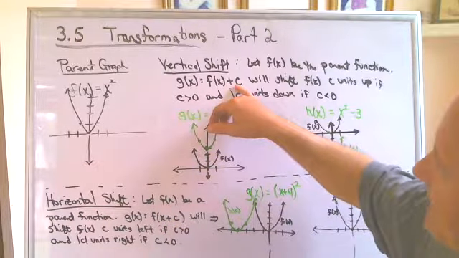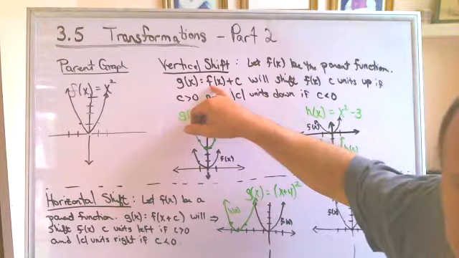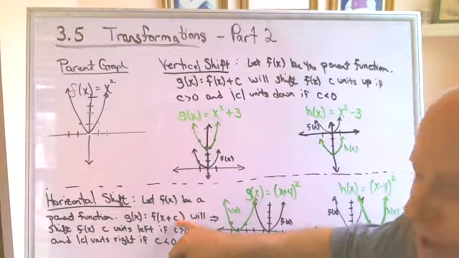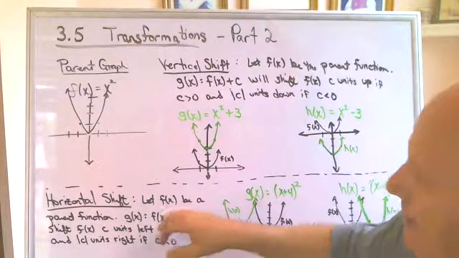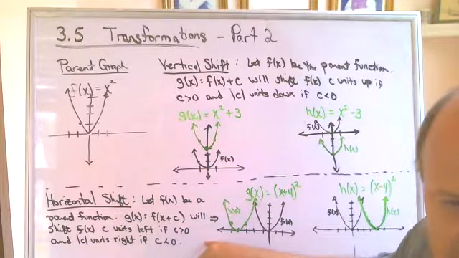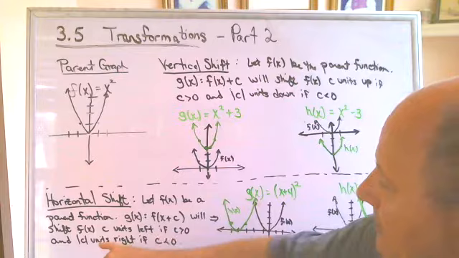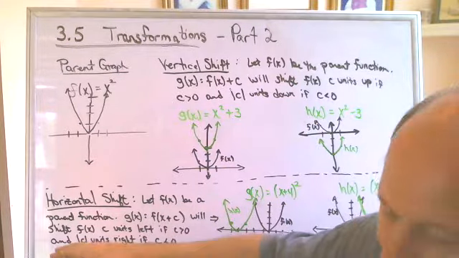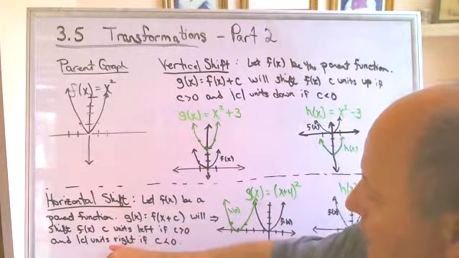This c is on the outside, and it's being added or subtracted to the y coordinate. This one here is going to be added or subtracted to the x coordinate. So what that does is make the graph go left and right. So anyway, g of x equals f of x plus c will shift f of x c units to the left if c is positive, and, with the absolute value of c to guarantee it's positive, c units to the right if c is less than 0.